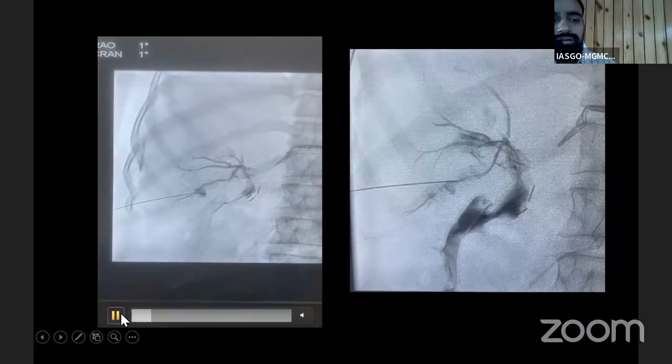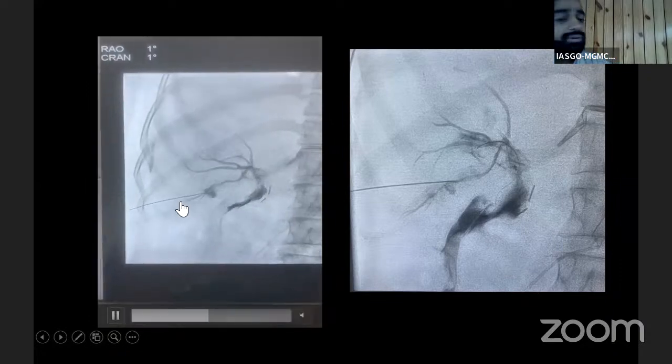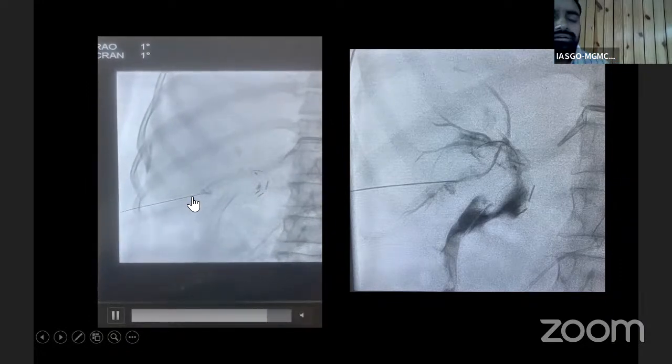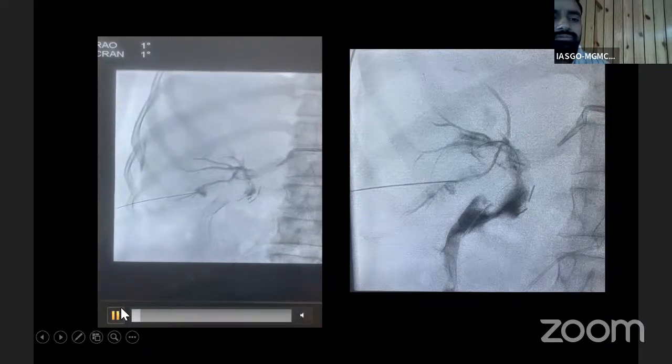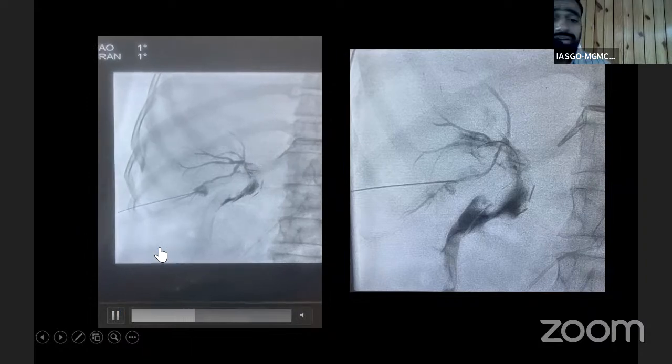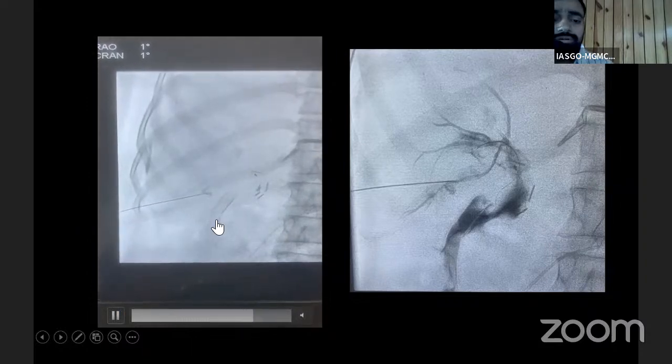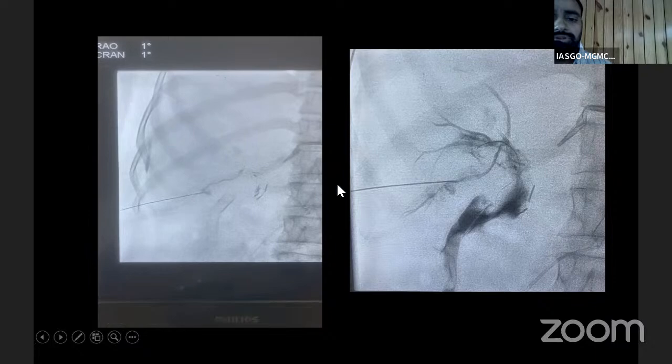Here, under ultrasound guidance, we punctured the segment 6 duct, and cholangiography was taken. It shows that only the posterior system is delineating, and through the puncture needle, we put the wire in.